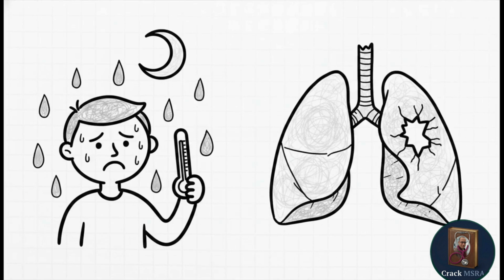A young immigrant presents with a chronic productive cough, streaking haemoptysis, low-grade afternoon fevers, drenching night sweats, and significant weight loss over 3 months. What is the initial diagnostic test?